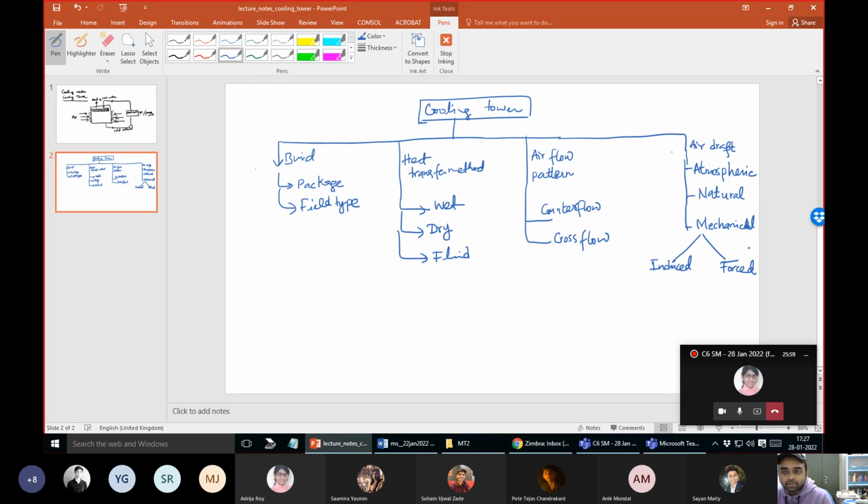So we're not talking about the refrigeration system here. It is about the cold water which is used to cool down process fluids which is much above the ambient temperature.